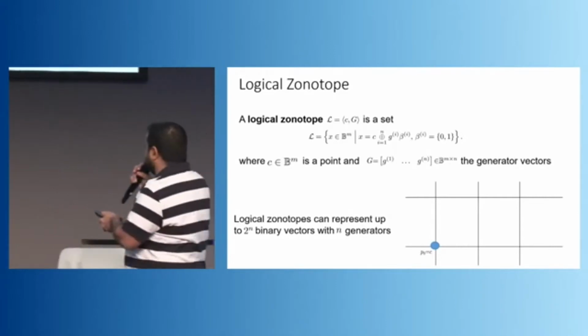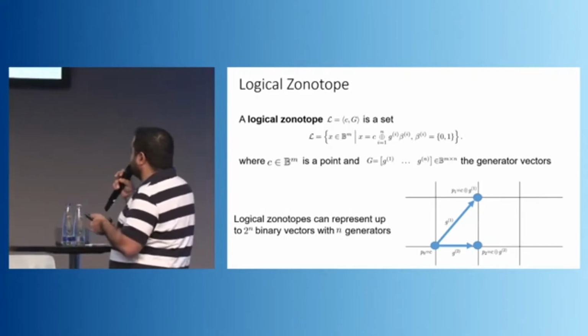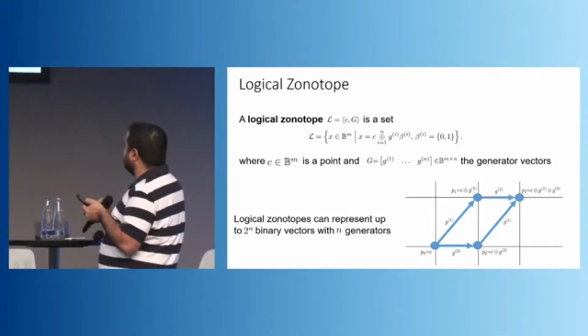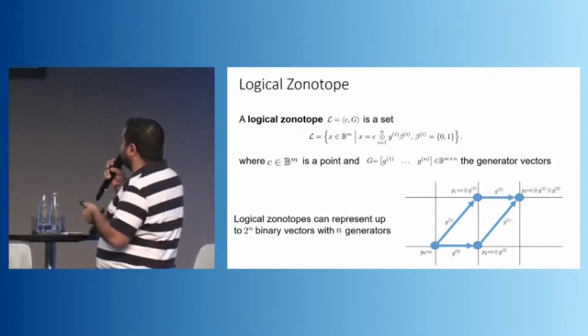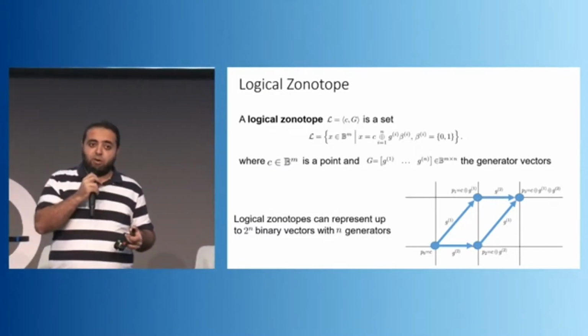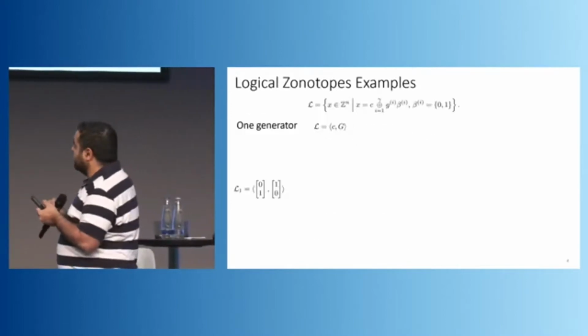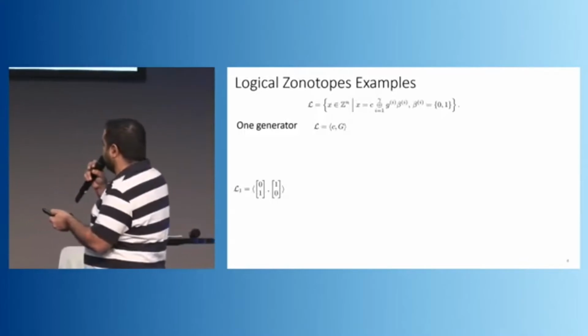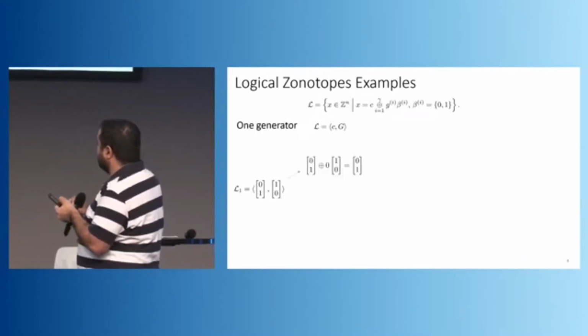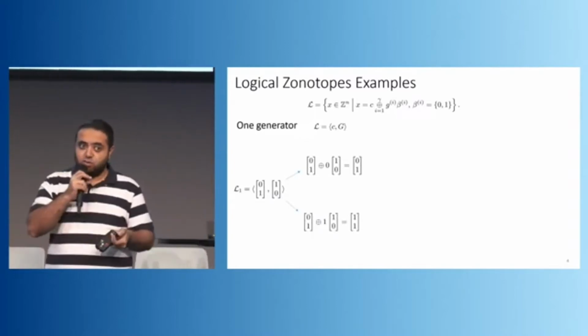We have a center here, and we turn on the first generator to represent the second point, and then we turn on the second generator to have the third point, and then we have 4 points represented using 2 generators. So the idea of logical zonotope is that we can represent 2^n points using only n generators. Let's take a quick example for that. If you have a center and a generator, with beta equal to 0 here and beta equal to 1 here, you get 2 vectors. So with 1 generator, we have represented 2 vectors.